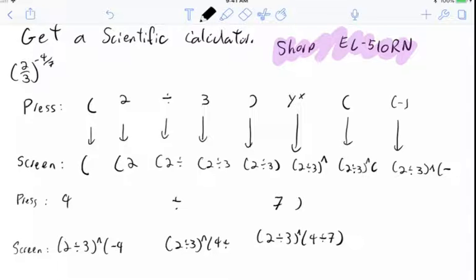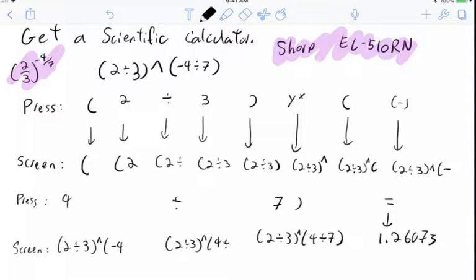And then I press equal, and the thing says 1.26073. Okay? So that's essentially the procedure. I am able to express this whole expression by essentially breaking it down into parts using parentheses. First the base. Tell it to calculate the base first. Then I use the uppy sign, and then I go minus 4 divided by 7. Okay? And that'll give me the right answer.